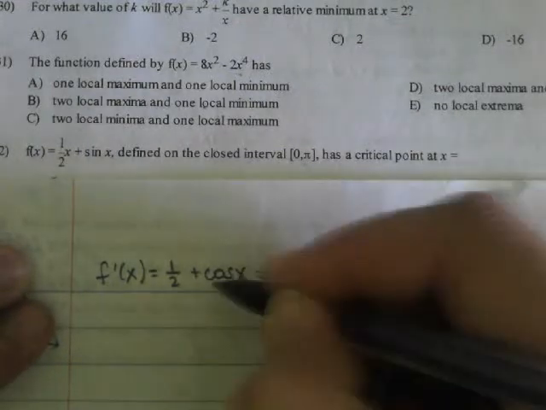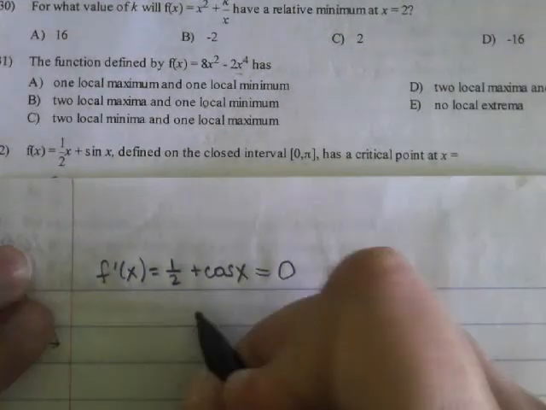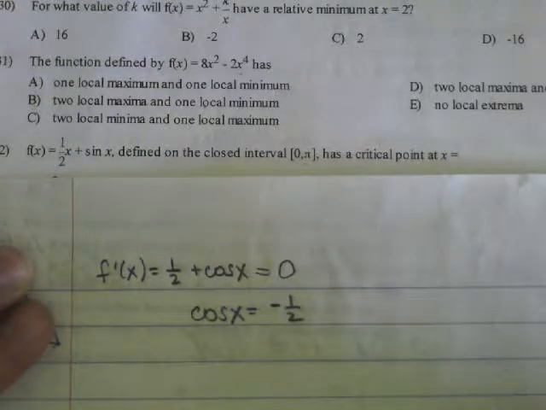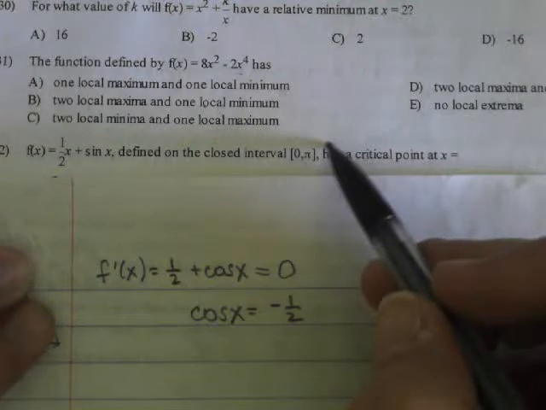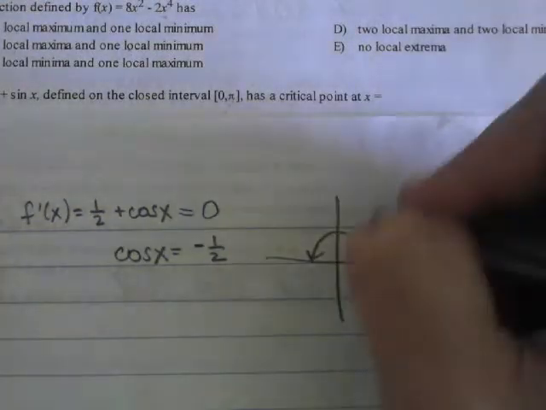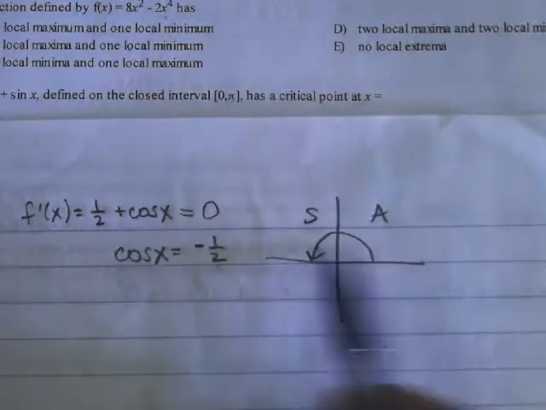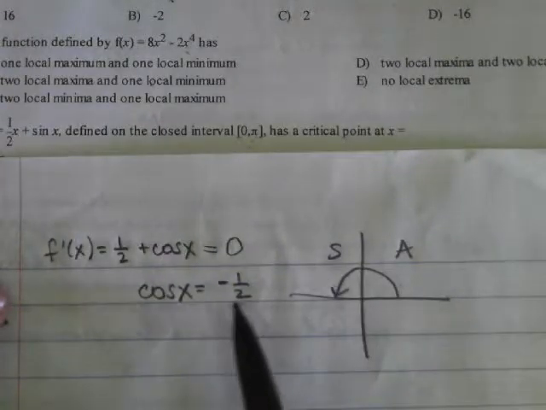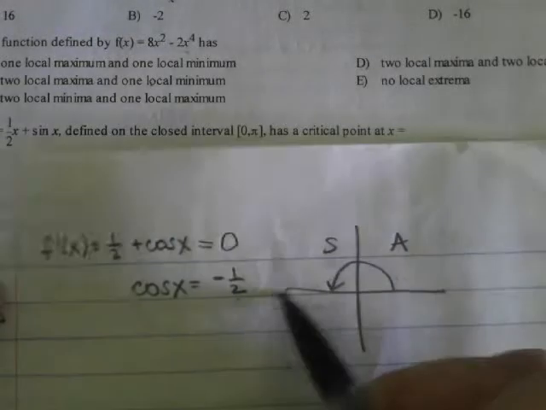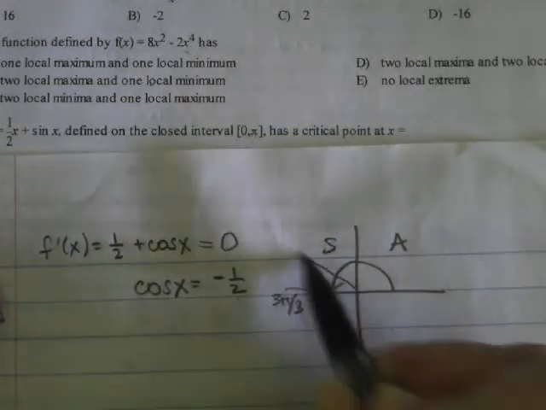Only looking at the interval from 0 to pi. So I'm only going through the first 2 quadrants. First of all, since cosine is negative, which quadrant am I in? The second. What's my reference angle for when the cosine equals 1/2? 60, which is pi over 3. And so if this is 3 pi over 3, what's the second quadrant version of that? 2 pi over 3. So your critical point would be at 2 pi over 3. Good? Any questions there?